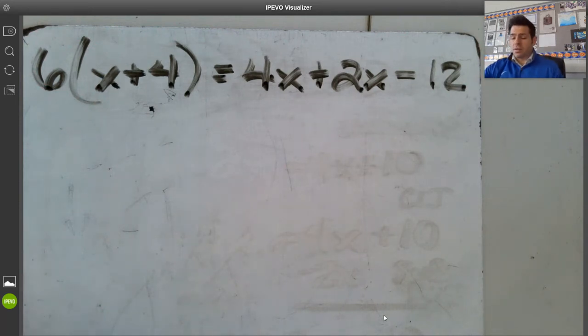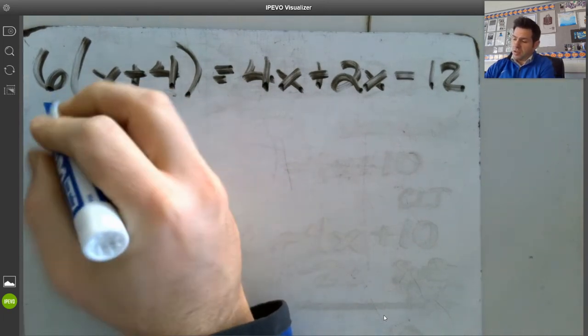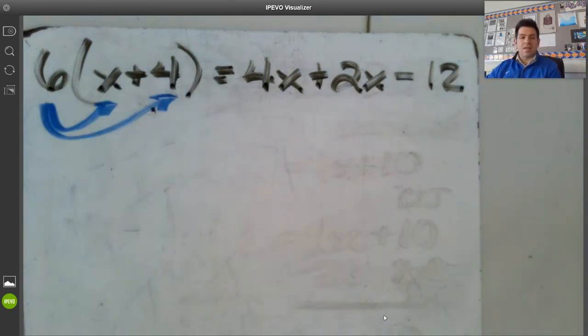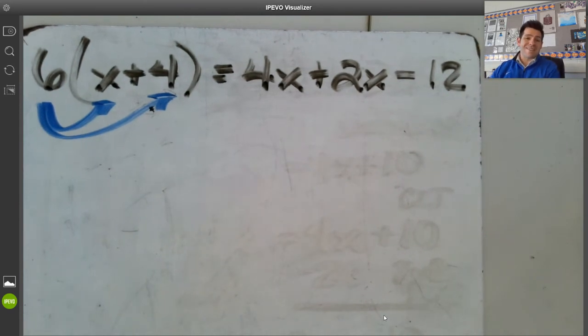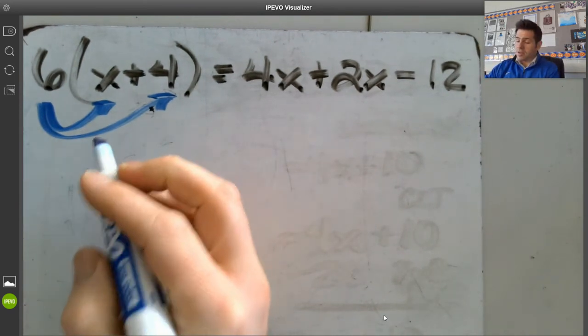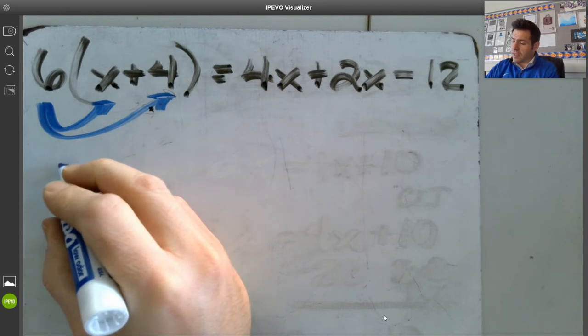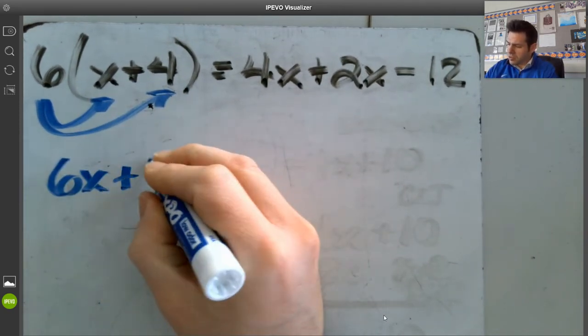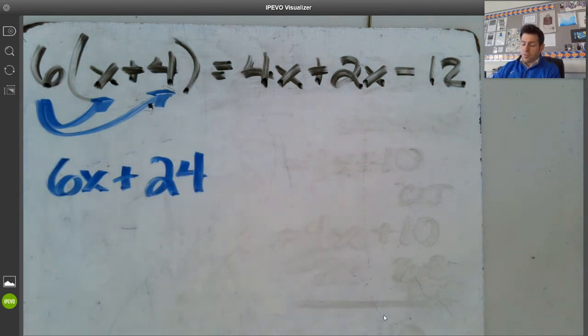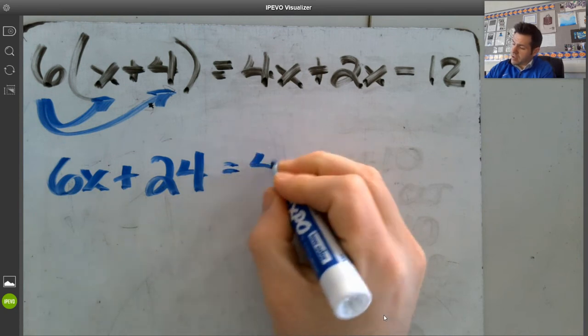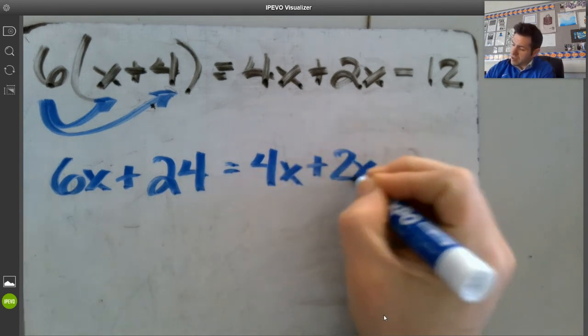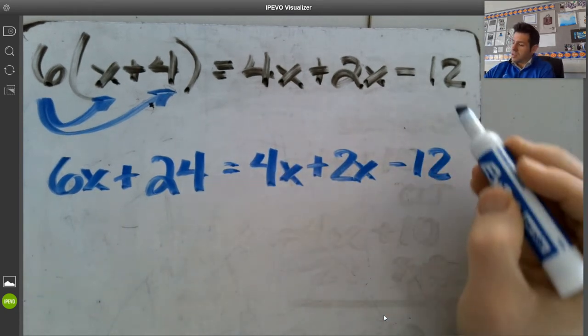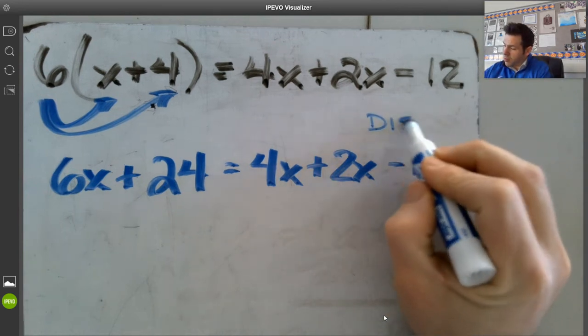I'm going to start off by doing the distributive property. So I got the 6 over here, and I want to make sure that I understand that that 6 is getting distributed to everything inside the parentheses. So only the left side of the equation is really affected here. I got the 6x, and then 6 times 4 would be 24. Everything on the right side of the equation stays the same, which is nice. I got 4x plus 2x minus 12. So we did some distributive property right there.